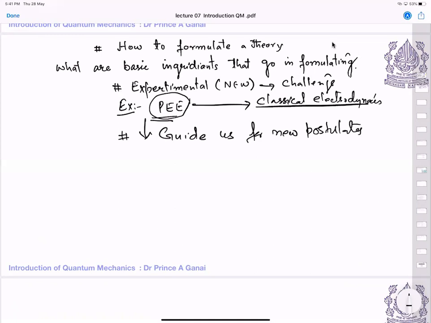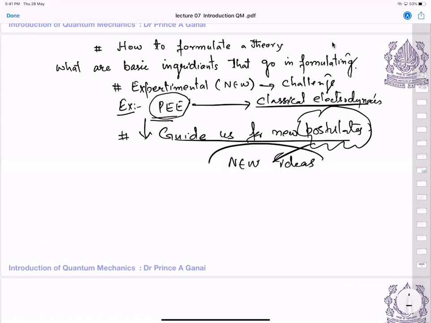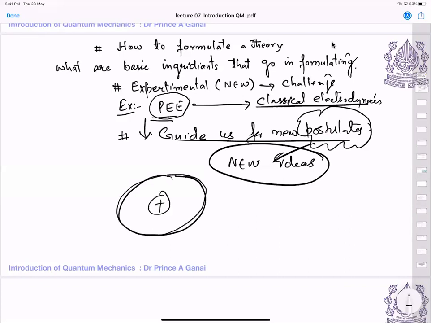Then where do you bring these postulates from? How do you set up your postulates? You are guided by the experiments to set up the postulates. These are normally new ideas in the theory, and you obtain them from experimental settings. And here again, I will give an example. For example, you know that in the Rutherford experiment, the electrons go around the nucleus, and the nucleus is supposed to be positively charged.